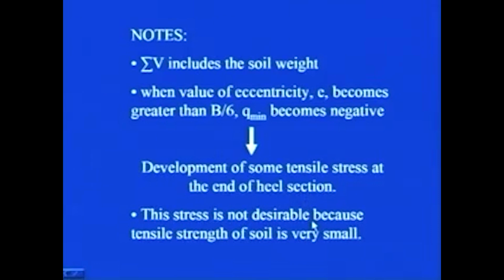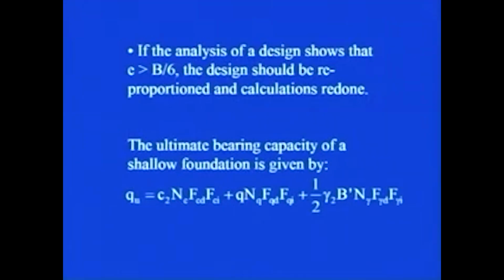This stress is not at all desirable because the tensile strength of the soil is very small. So, we must avoid this kind of situation. In any case, the eccentricity should not be greater than B by 6, where B is the width of the base slab. Now, what happens if, while analyzing, this E comes out to be more than B by 6? Then the design should be reproportioned and the calculation should be redone.